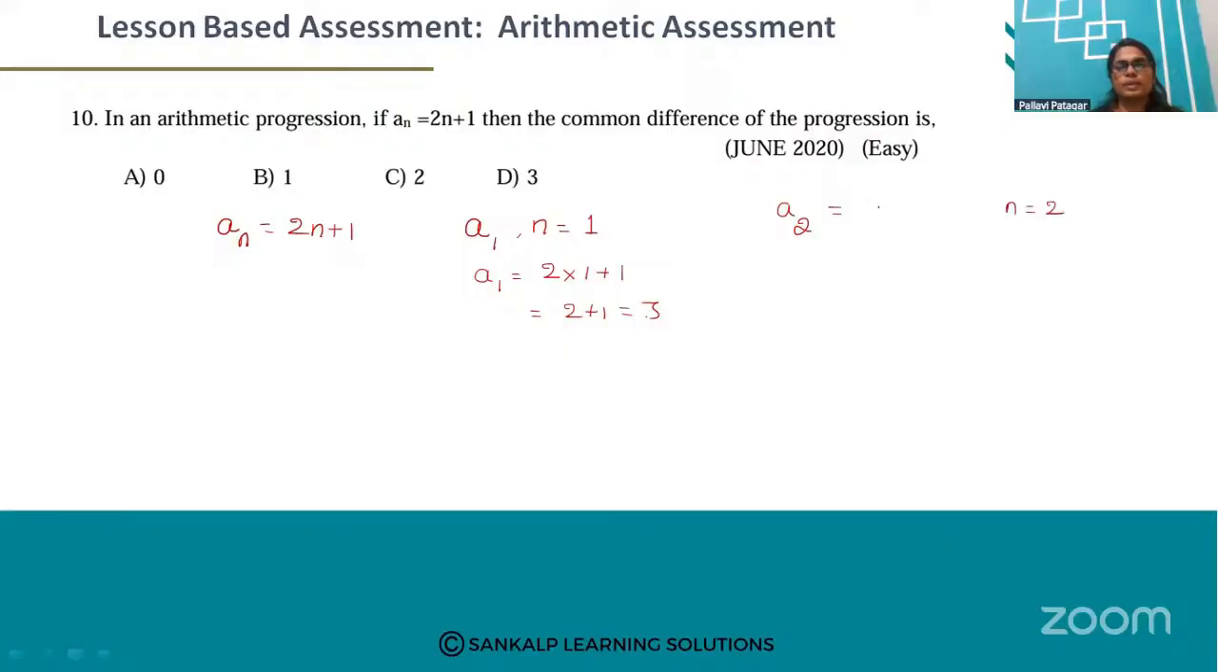So 2n plus 1. So ಇಲ್ಲಿ 2 into n is 2 plus 1. So 4 plus 1. This is equal to 5. So a2 5, a1 3 ಅಲ್ವಾ. ಸೊ ಈಗ ನಾವು ಕಾಮನ್ ಡಿಫರೆನ್ಸ್ ಅನ್ನ ಫೈಂಡ್ ಔಟ್ ಮಾಡೋಣ. ಸೊ d is equal to a2 minus a1.